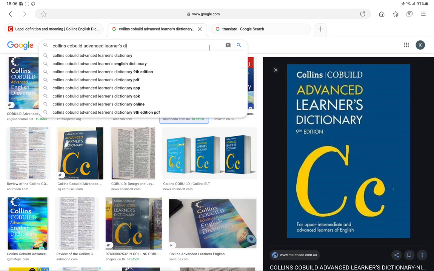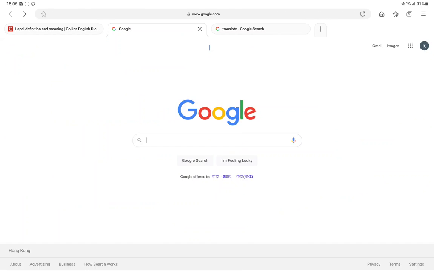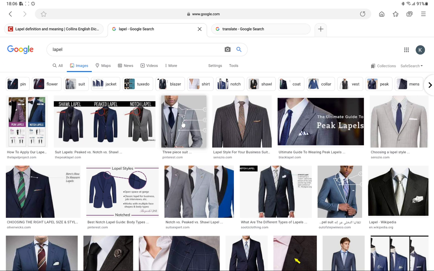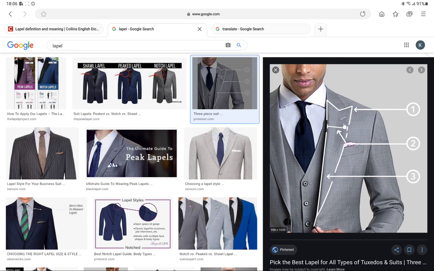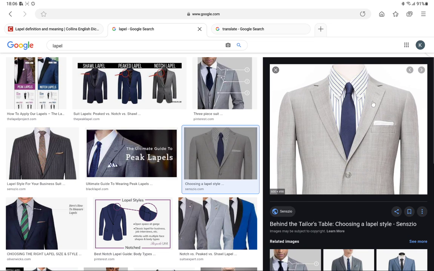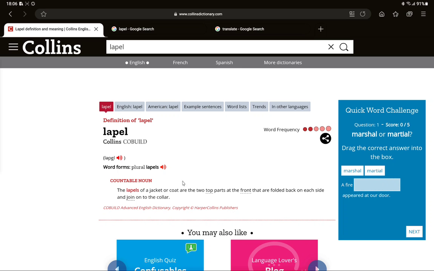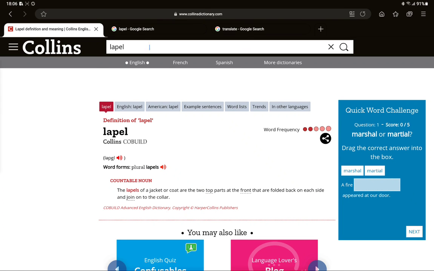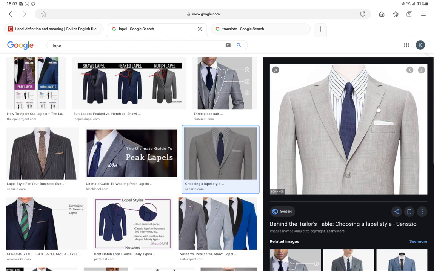Let's see what's a lapel. Like this, the front part of your jacket or your coat that is right below your collar. The two front parts that are folded to the side. The lapel. Two top parts at the front that are folded back on each side and joined onto the collar.